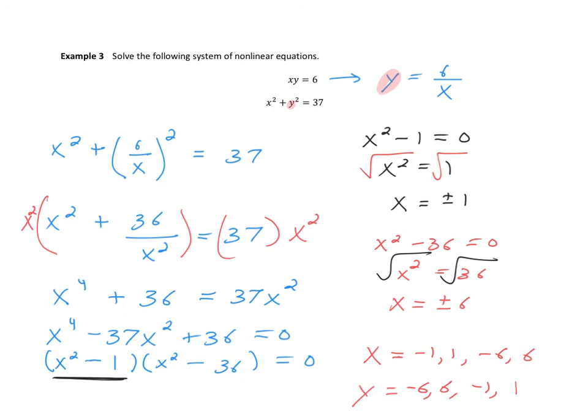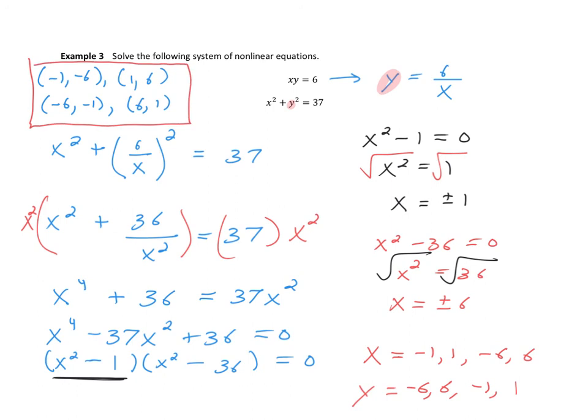I'm going to write them, running out of space, I'll put them over here. When x is negative 1, y was equal to negative 6. When x was equal to 1, y was equal to 6. When x was equal to negative 6, y was equal to negative 1. And when x was equal to 6, y was equal to 1. So there's actually 4 solutions to this equation. And that is it for example 3.